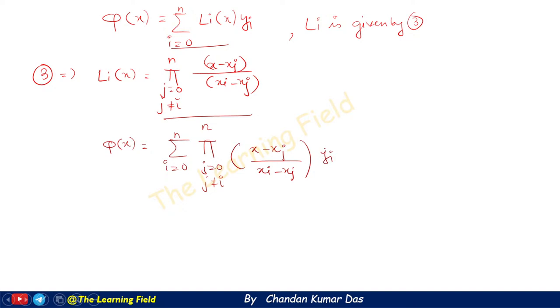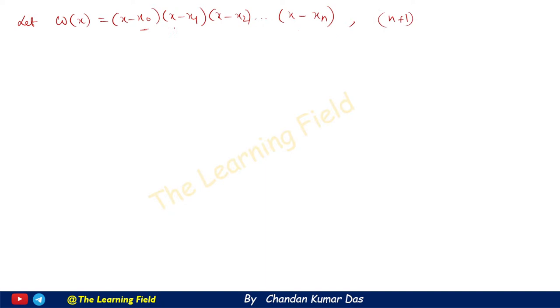Now, Li(x) can also be expressed in another form. We can express Li(x) by taking omega(x). This is another form; you can check other books also. Let omega(x) equal (x minus x0), (x minus x1), (x minus x2), and so on, (x minus xn). If we take this polynomial as omega(x), it is a polynomial of degree n plus 1, since the indices go from 0 to n. Now we find the derivative of this function omega(x).